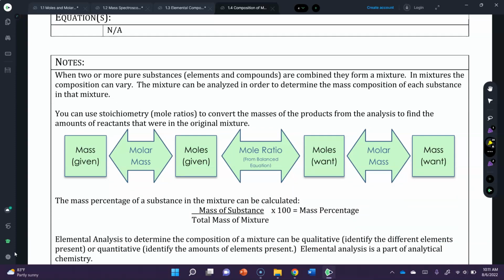When two or more pure substances, which are elements or compounds, are combined, they form a mixture. You mix milk and cereal, it is a mixture, though technically those two are also mixtures as well. Okay, in mixtures, the composition can vary. Like you do your bowl of cereal, and all the milk's at the bottom, and all the food's on top. And then you got dry bits that are hanging around at the tippy top, and you're trying to get them wet and squishy.